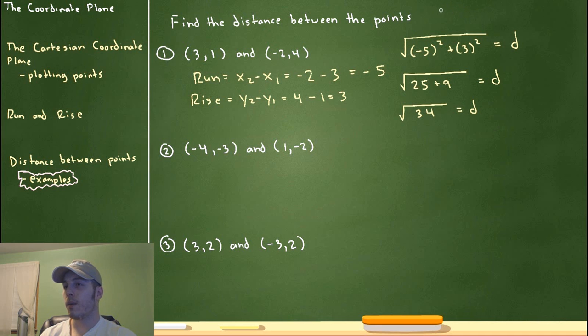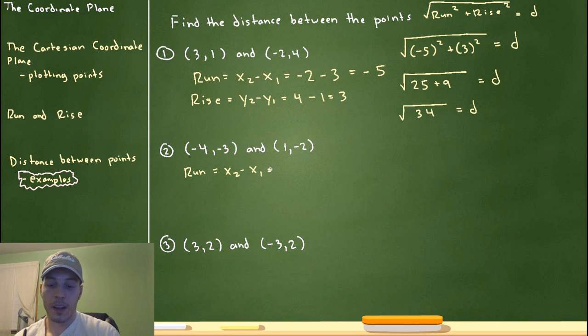Now, just as a reference, let me write the formula in the top right here. So the formula is, we have the run squared plus the rise squared, inside that square root, is equal to d. Okay, so refer to this if you have trouble remembering here. So now we have 2 points, negative 4, negative 3, and 1 comma negative 2. So again, we want to find the run, which is the difference of the x values.